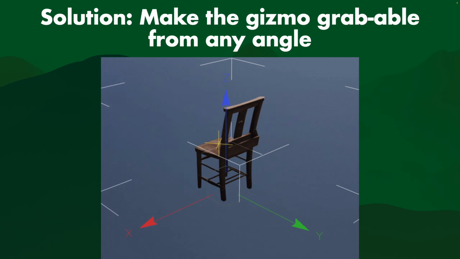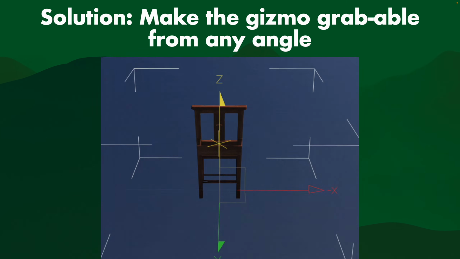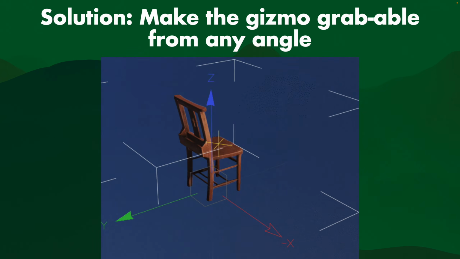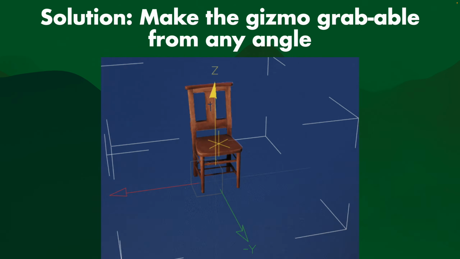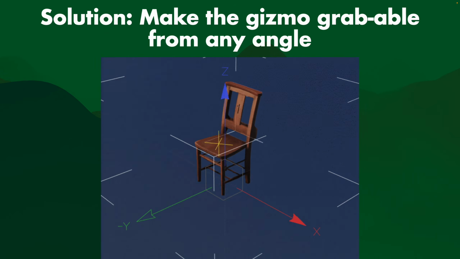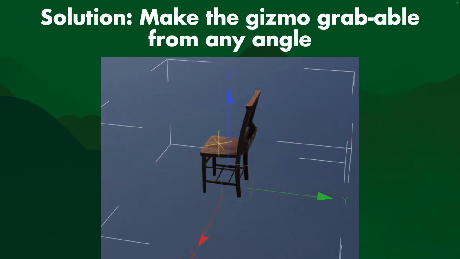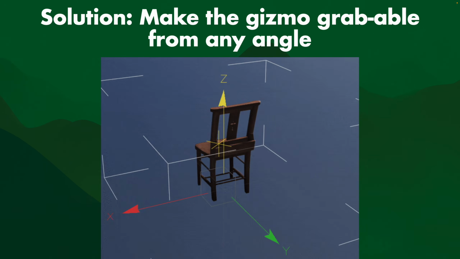So this was the actual solution in Glacier 2. So you can see that no matter how we look at the object, the arrows are always facing it. And they clearly show minus X and minus Y, and they have hollowed out arrows for the negative sections. So it's much easier to work with.